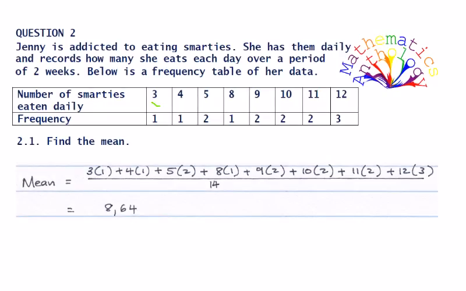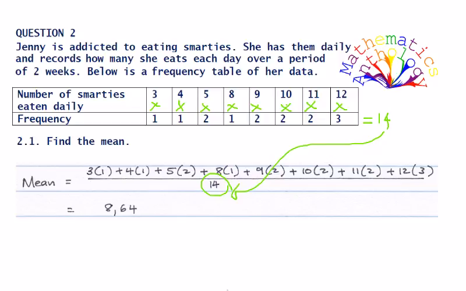Okay, so here we have question 2. Jenny is addicted to eating Smarties. She has them daily and records how many she eats each day over a period of 2 weeks. Below is a frequency table of her data. So she has here the number of Smarties eaten daily and the frequency of that. Right, so 2.1, find the mean.